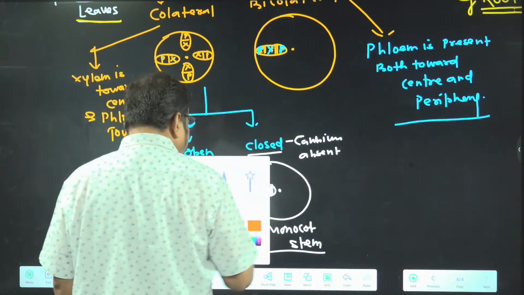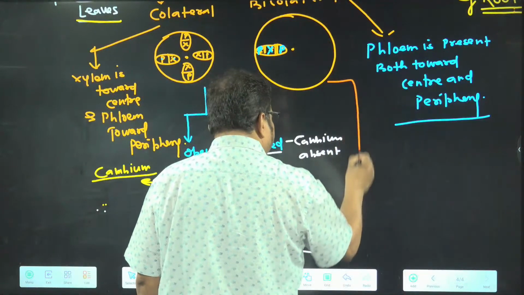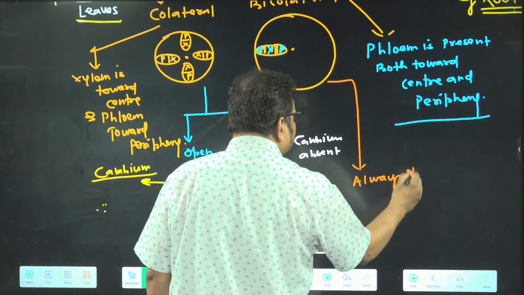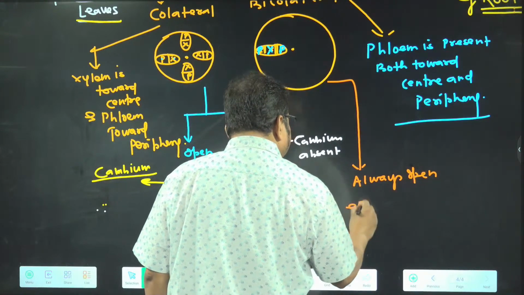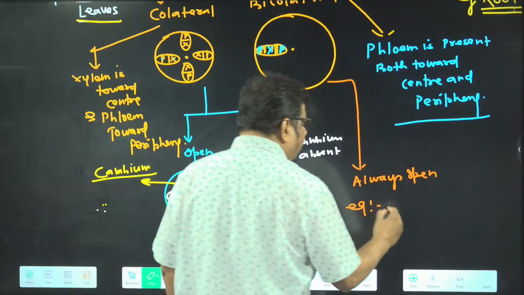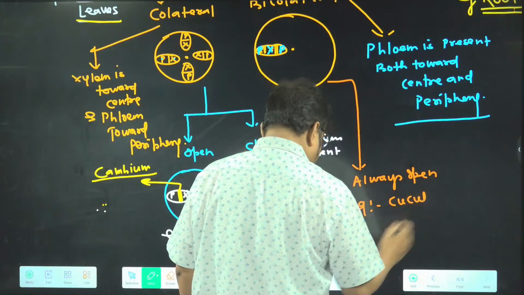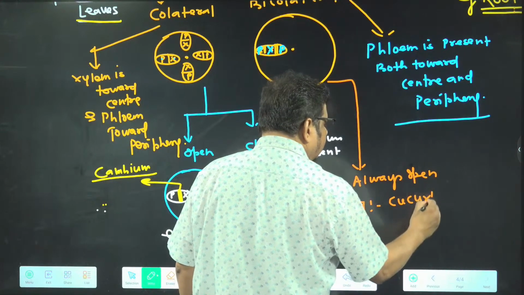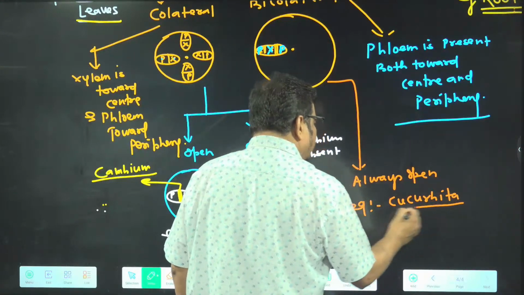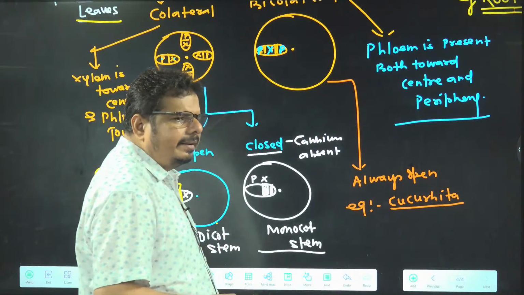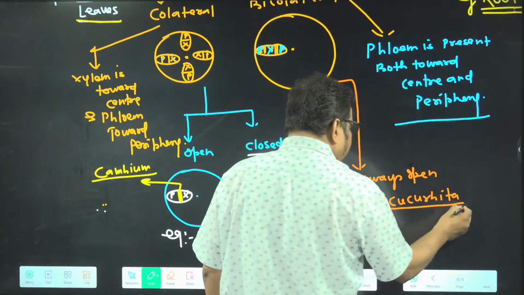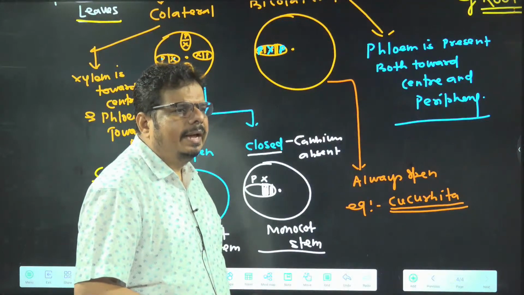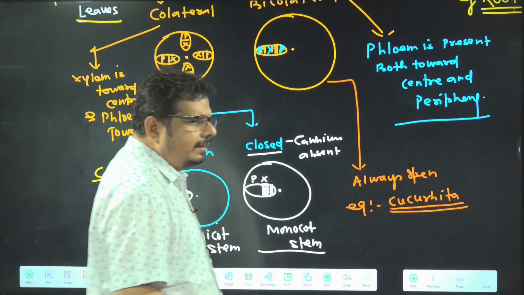Now I am coming to the bicollateral vascular bundle. So bicollateral is always open. And what is the example of bicollateral? The example of bicollateral is Cucurbita. Cucurbita means gourds, cucumber, watermelon. Getting the idea or not? Cucurbita has which kind of vascular bundle? Bicollateral vascular bundle. Is it clear in the mind?